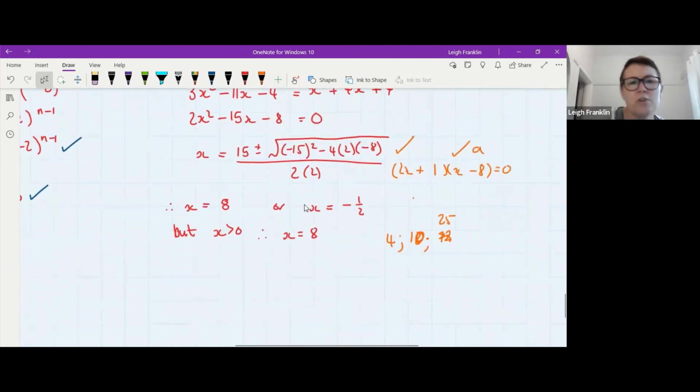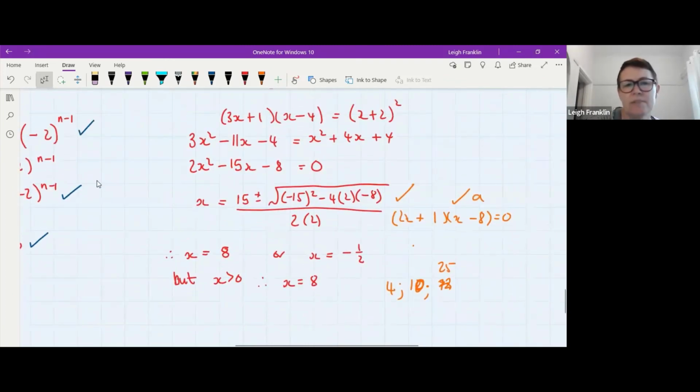Oh, yes, of course, because 3 times... sorry, I'm looking at something else. I'm saying 4 times 3 plus 1. I don't know why I'm doing that, but I'm being silly. Okay, so 3 times 8 is 24 plus 1 would give us 25. So 4, 10, 25.